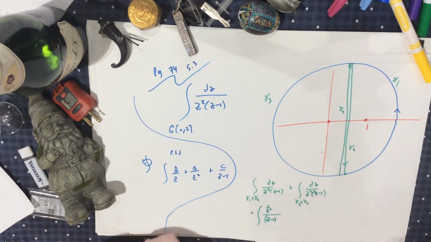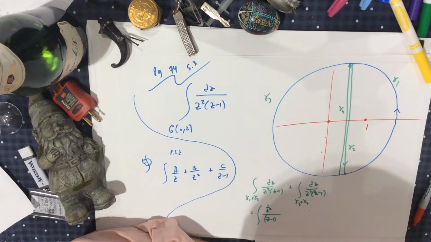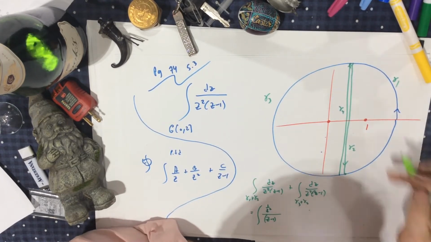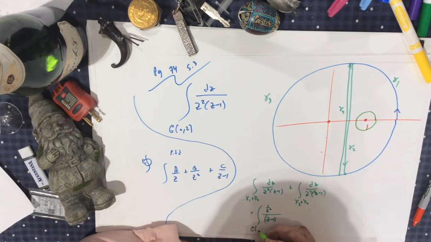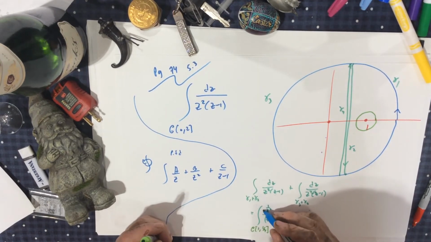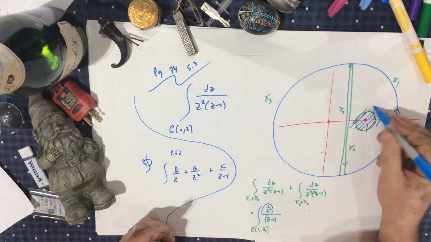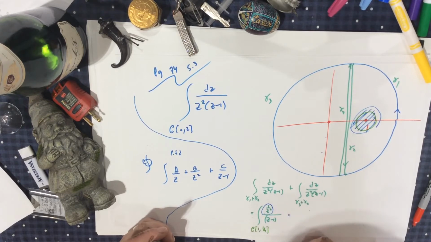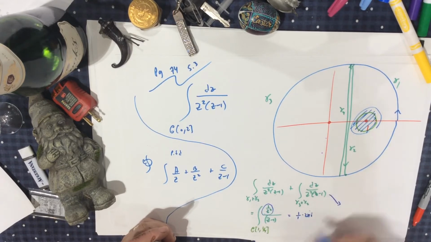And now I'm going to use that this path is homotopic to some smaller appropriate circle centered at 1, like radius 1/4, let's say. And now, what's the answer? Well, this is an analytic function in this region. Therefore, the answer is just that thing evaluated at 1 times 2 pi i. So that one's done. What about this one?